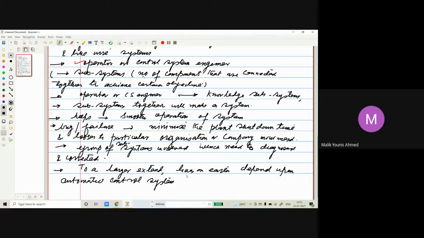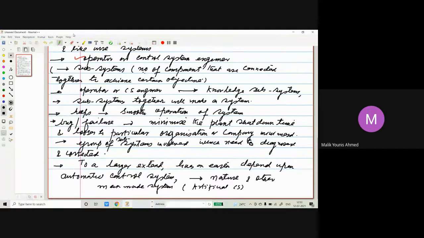So we have number of such systems. Out of these, we have number of systems, and we find them in the nature. Number of systems will be natural systems, and other will be man-made systems, and we call them artificial control systems. From now onwards, control system. So I hope this is very clear.